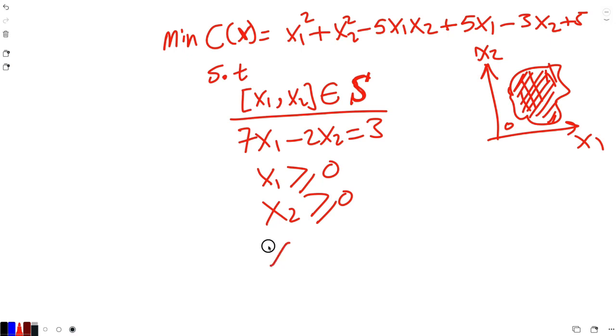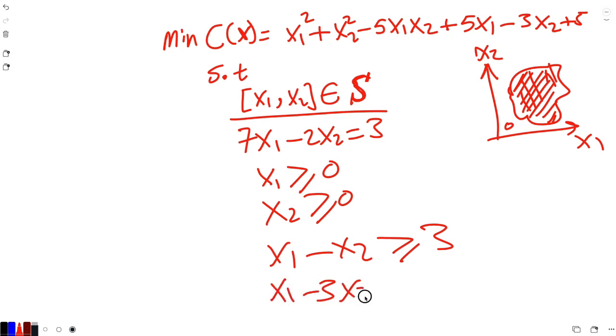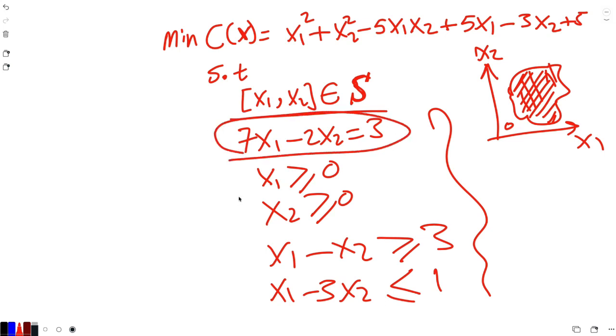I can put in another constraint, for example, x1 minus x2 should be greater than or equal to 3, or x1 minus 3x2 should be less than or equal to 1. So you can have any set of equations. Those equations specify the set in which we are looking for the solution. This one is called equality constraints, and this is called inequality constraints. Now, how do we solve this in the presence of these equality or inequality constraints?